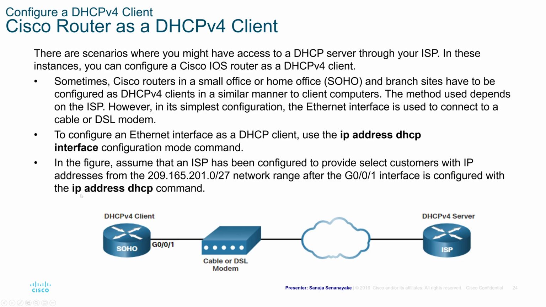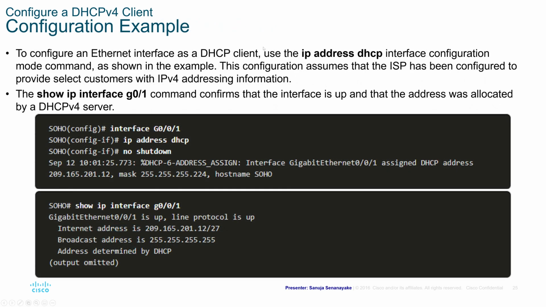And how we're going to do it is by running the ip address dhcp command. So we're going to go into that G0/0/1 and run the ip address dhcp command, and that will configure your Cisco router to obtain an IP address from the ISP's DHCP. So next slide, I will show you how that works with an example.